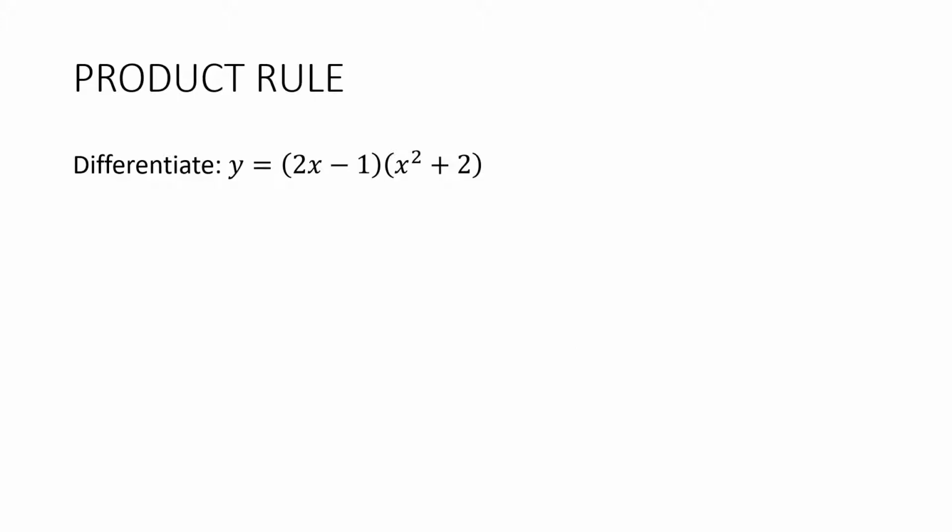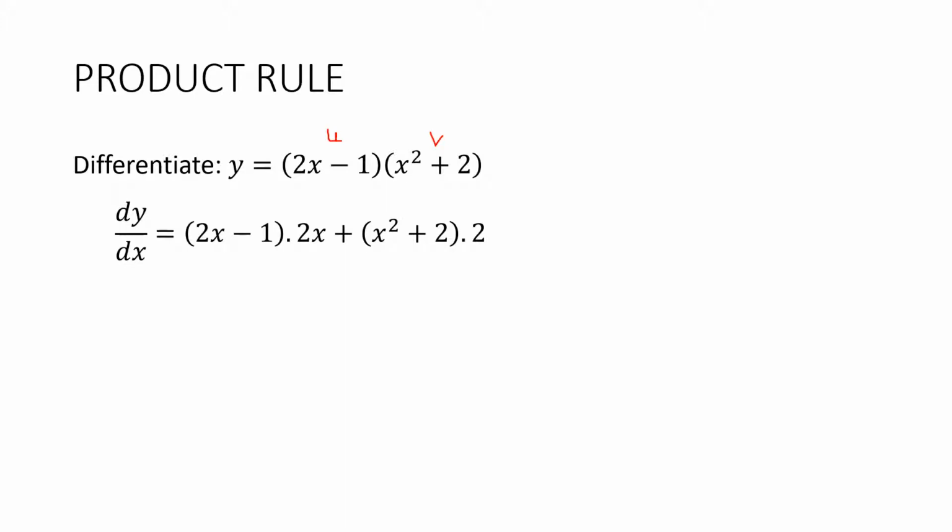So back to our question, y equals 2x minus 1 in brackets x squared plus 2 in brackets. So this is u here, and this is v. You can set it out formally and do the derivatives and then construct the formula. I'm going to show you how easy it is just to write it down. But later on, the more complicated the questions get, sometimes I will do it more formally. So you can choose your method, basically.